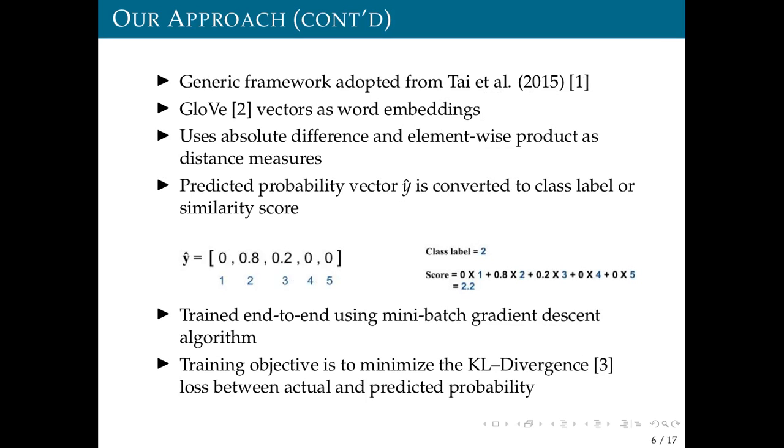This framework was adopted from the famous work by Tai and others in 2015, and the model is trained end-to-end using the mini-batch gradient descent algorithm. The training objective is to minimize the KL divergence loss between the actual and the predicted probability.